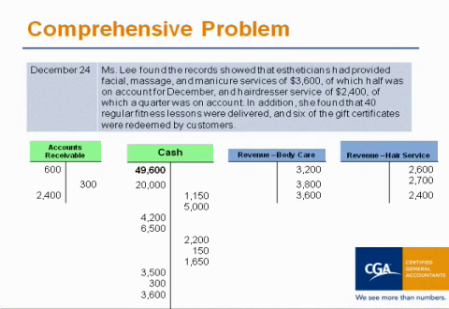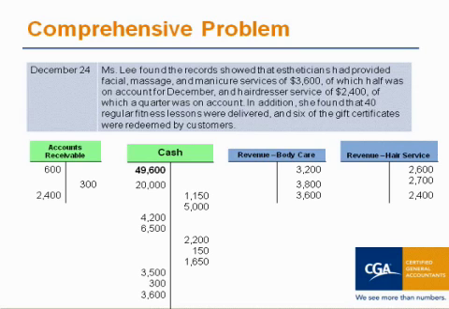Now on December 24th, Ms. Lee found that the record showed that estheticians had provided facial, massage, and manicure services of $3,600, of which only half was on account for December. So she only received half in cash and half was receivable. And hairdresser service of $2,400, of which a quarter was on account, and I guess 3/4 would have been recognized and received in cash. In addition, she found that 40 of the regular fitness lessons were delivered, and 6 of the gift certificates were redeemed by customers. So we've got quite a few things to recognize here.